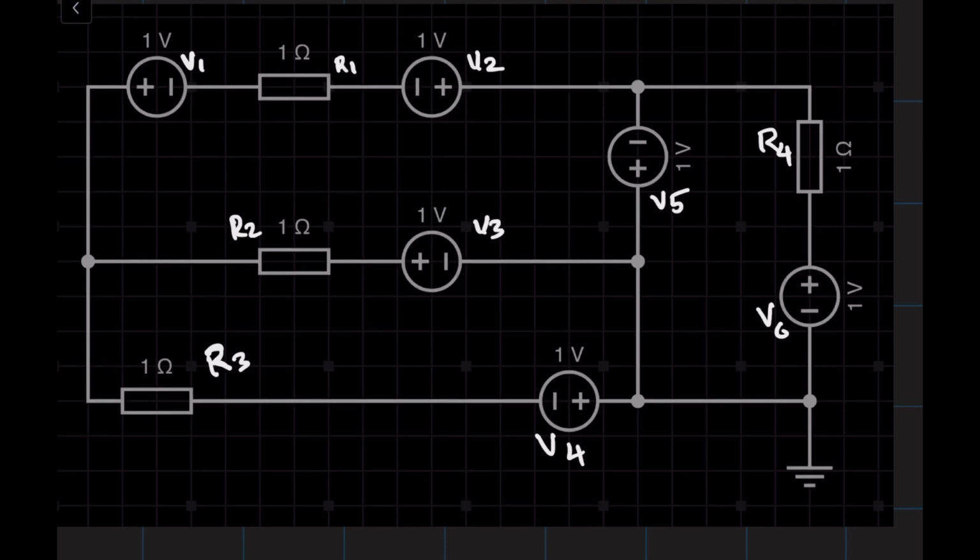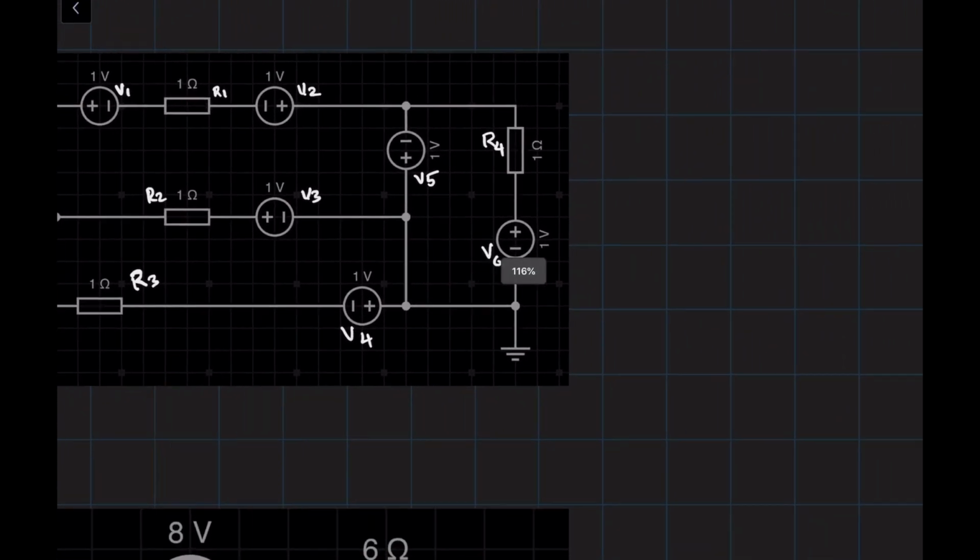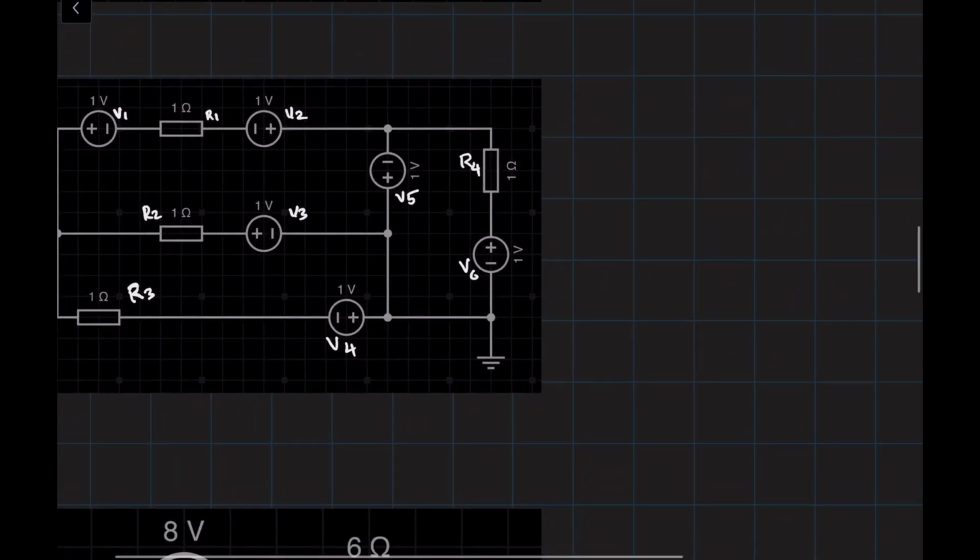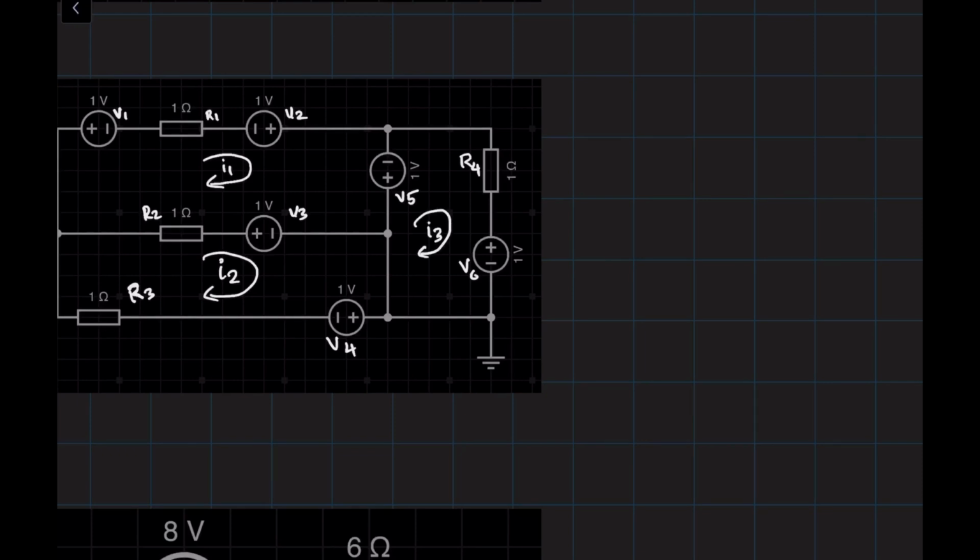How can we write the Kirchhoff's equations? I'm just minimizing this over here so that I can write on the right side. So let's take 3 loops. Loop number 1, I1, clockwise direction. Loop number 2, I2, clockwise direction. Loop number 3, I3, clockwise direction.